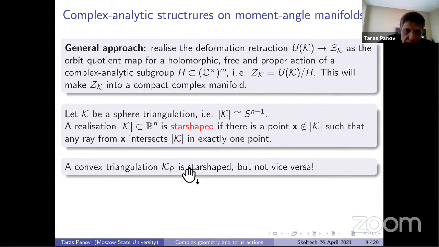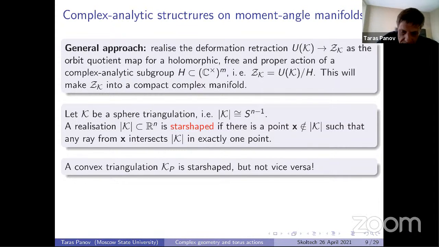So a star-shaped triangulation is a simplicial complex, a triangulation which you get by taking a complete simplicial fan and intersecting it with a unit sphere. So if you have a complete simplicial fan, a union of simplicial cones which covers the whole space, where the intersection of any two cones is a face of each, and you intersect it with a sphere, then you get a triangulated sphere. And you may start with a simplicial convex polytope, and that also gives you a triangulated sphere. The boundary of a simplicial convex polytope is a triangulated sphere, and it's star-shaped, but it's stronger.